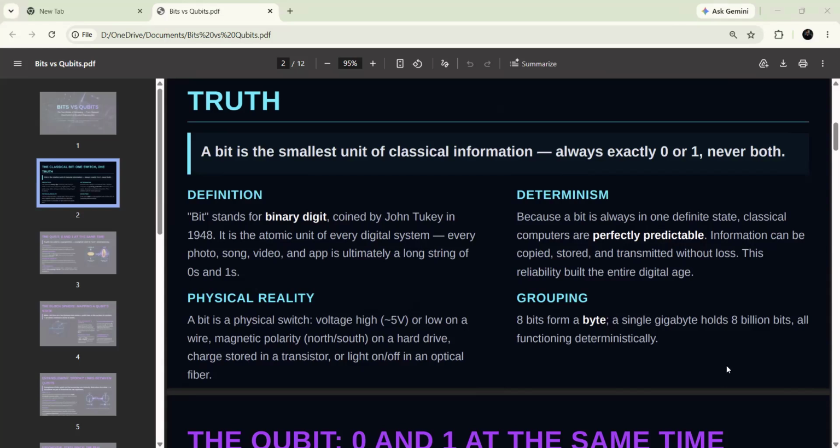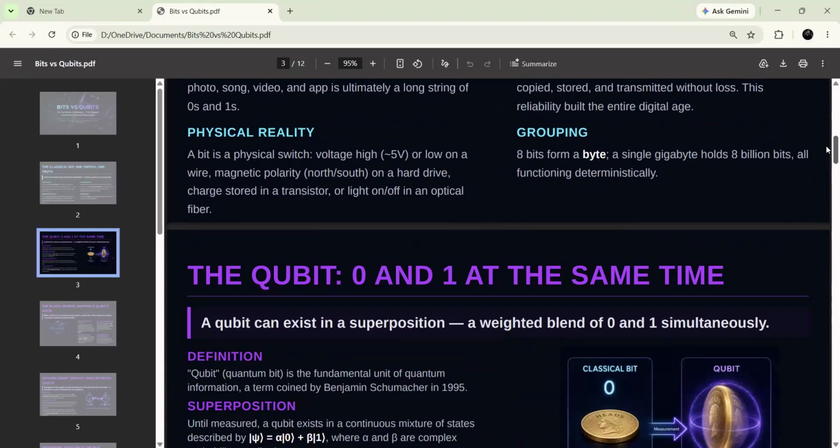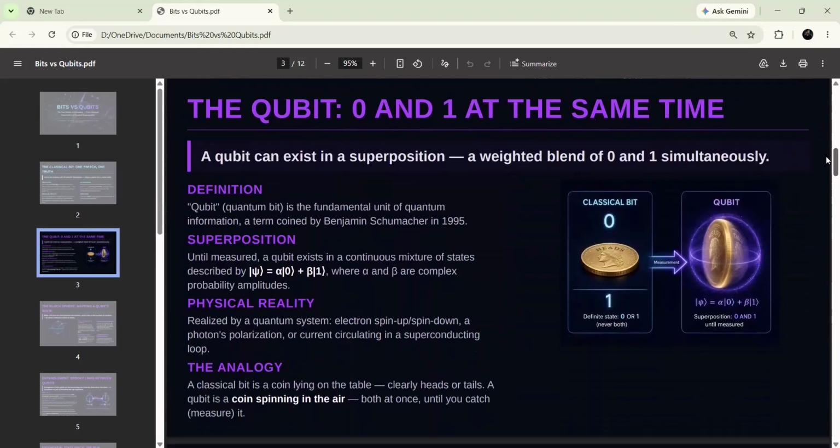And the next one is the qubit. Previously we discussed bits. Bits are nothing but zeros and ones. We represent the zeros and ones in a single definite state. Either it will be in the zero state or it will be in the one state. But it will not exist in both states simultaneously. That is what a bit is.